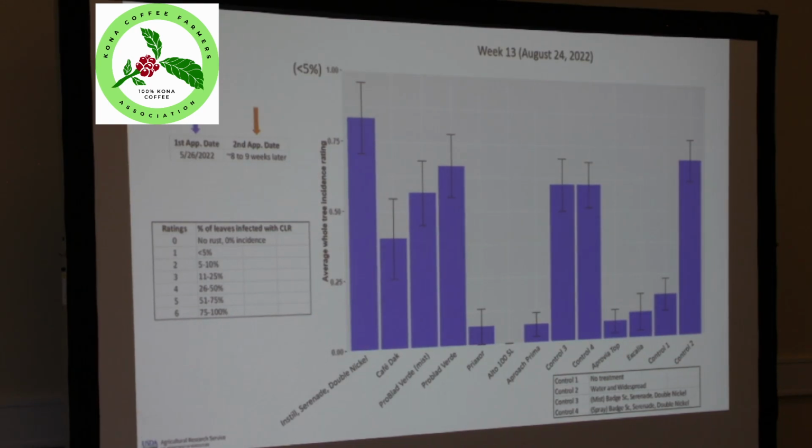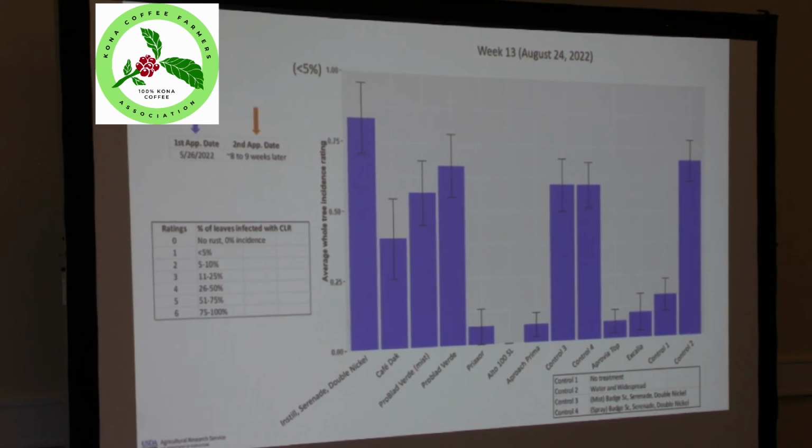Okay, so this is one shot in time in August, just to show you the average whole tree incidence rating and the comparison of all 3, the average of all 3 blocks. Okay, so again, you have the 4 controls being either a no treatment, water with the surfactant, or the rotation of Badge, Serenade, and Double Nickel, and then the comparison with ProBlad, with Priaxor, and with the systemics.